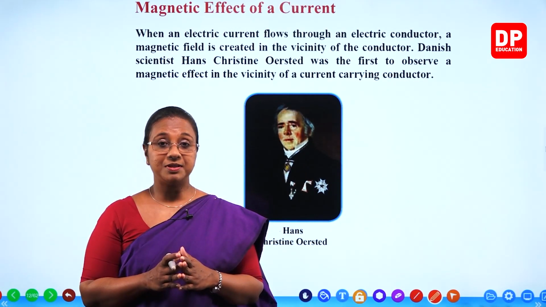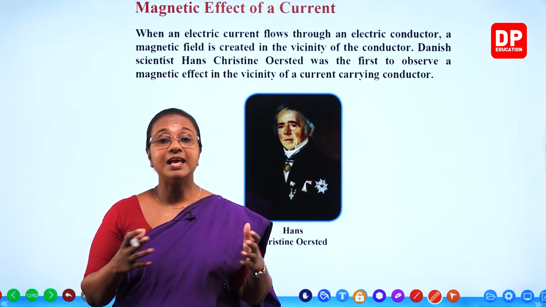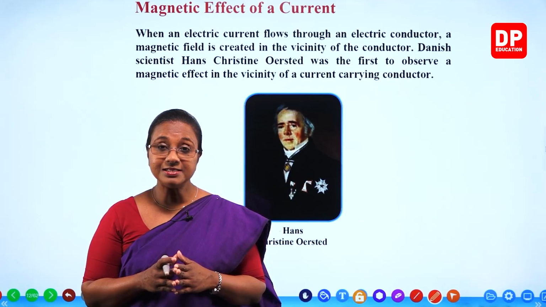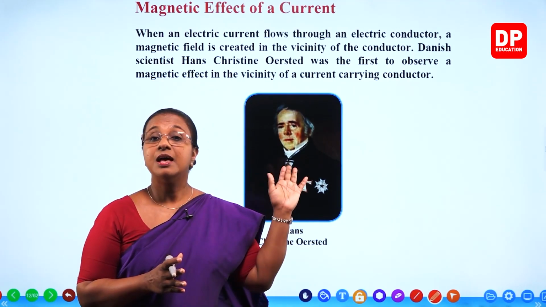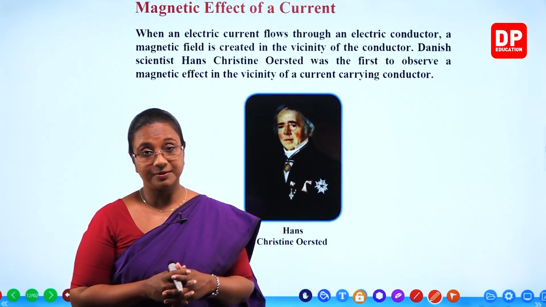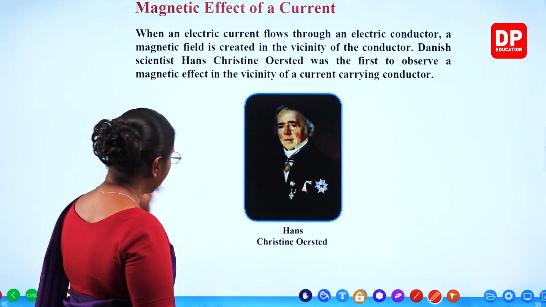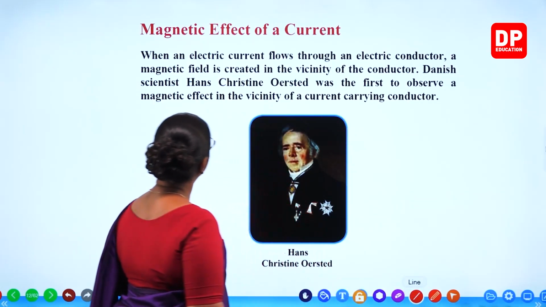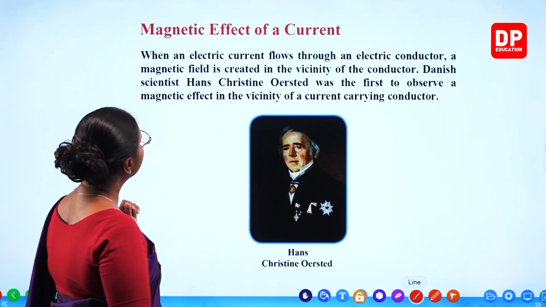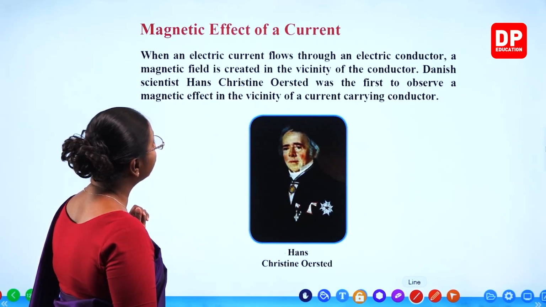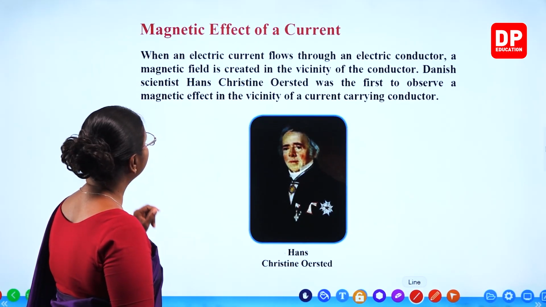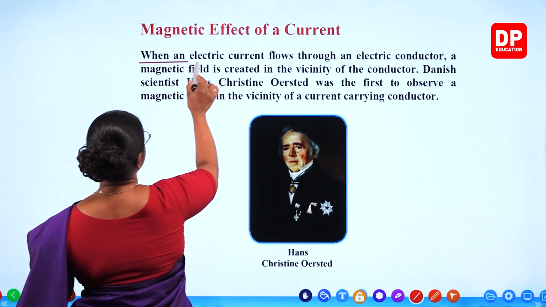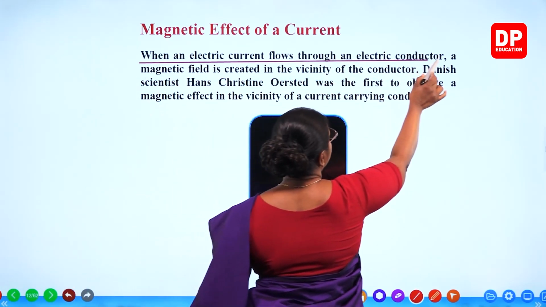Now in this chapter, we will try to understand electromagnets. To understand electromagnets, we will need to understand the magnetic effect of current. Now when we say magnetic effect of current, when an electric current flows through an electric conductor, a magnetic field is created in the vicinity of the conductor. So this is something you need to remember.